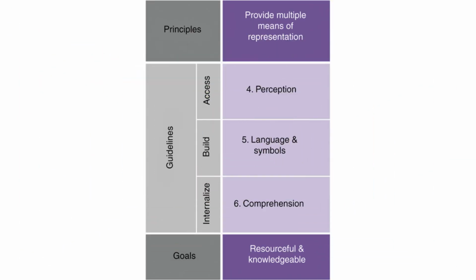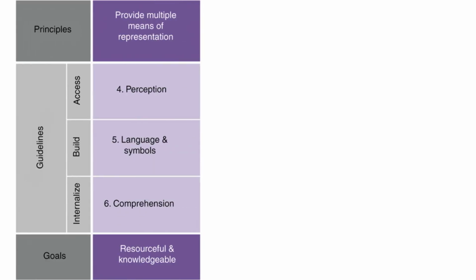Again, each principle is founded by 3 guidelines, and all guidelines are designed to empower students as they select pathways for their learning. As we've described in the previous module, first guideline level is access. So moving from left to right on the access level, we come to the guideline of perception in the representation principle. Let's take a deeper look.